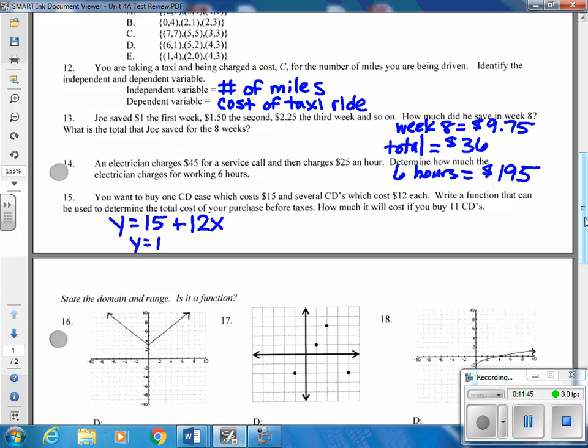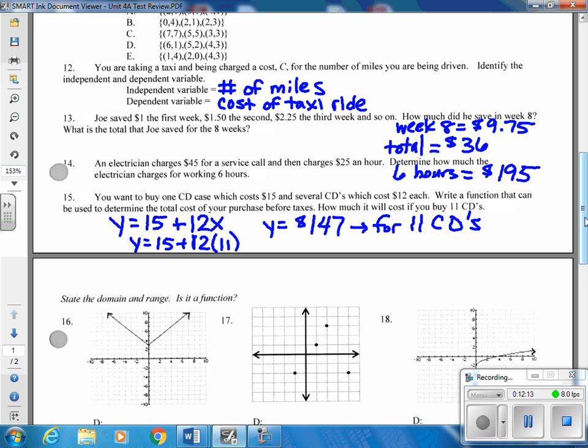So y equals 15 plus 12 times 11. Okay, if you add your 132 to the 15, then you're going to get y equals $147, right? And that would be the total cost for 11 CDs. Okay, so when you buy the CD case and 11 CDs, $147 is going to be your total cost.